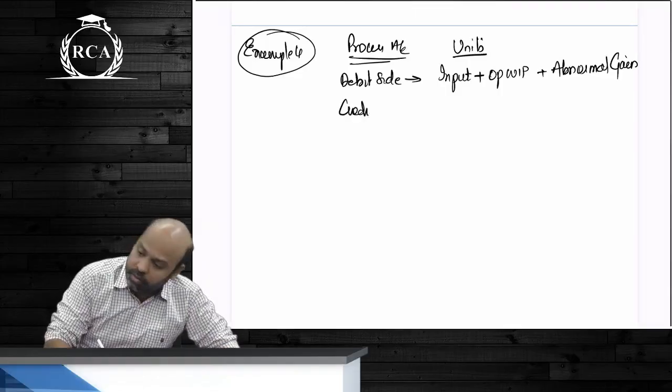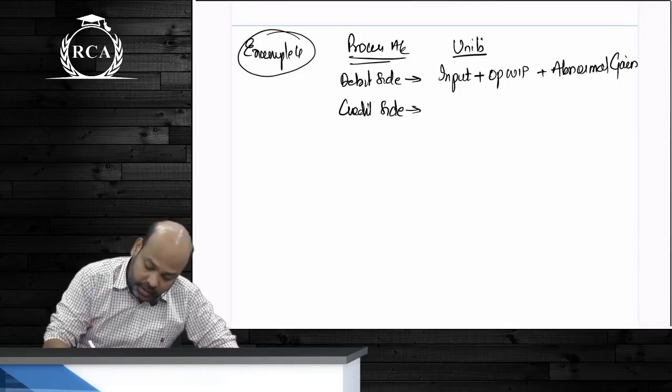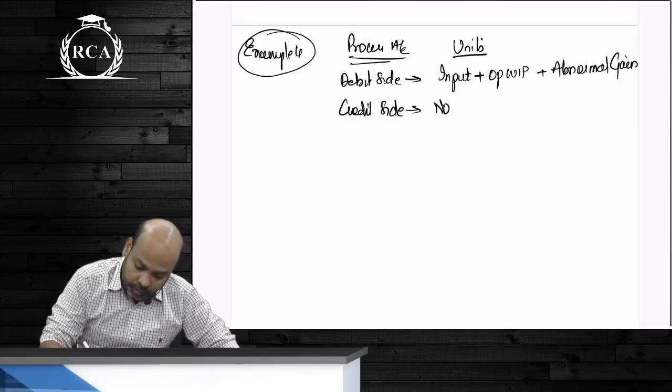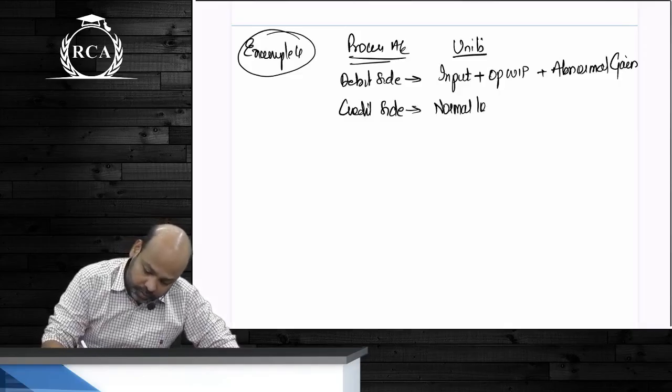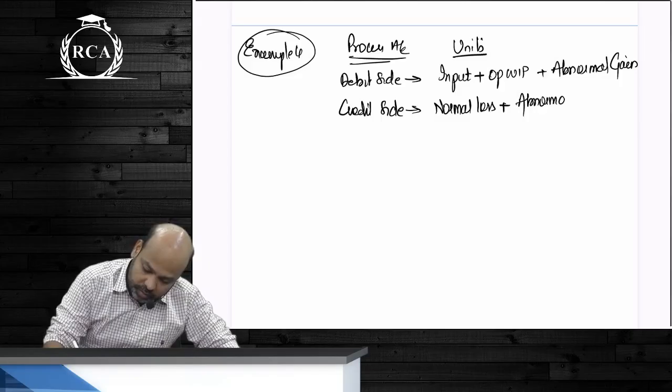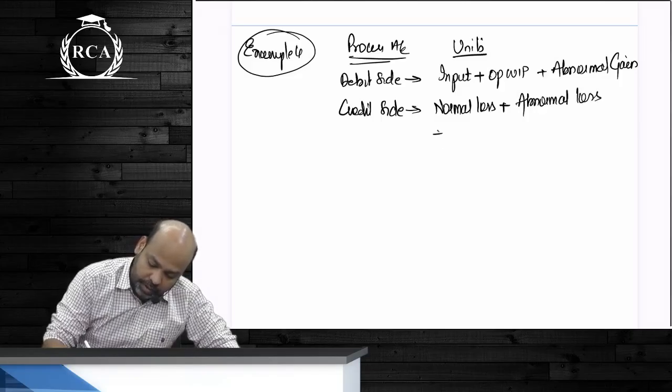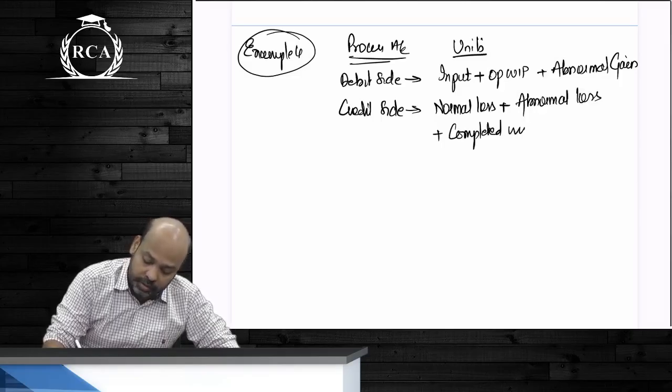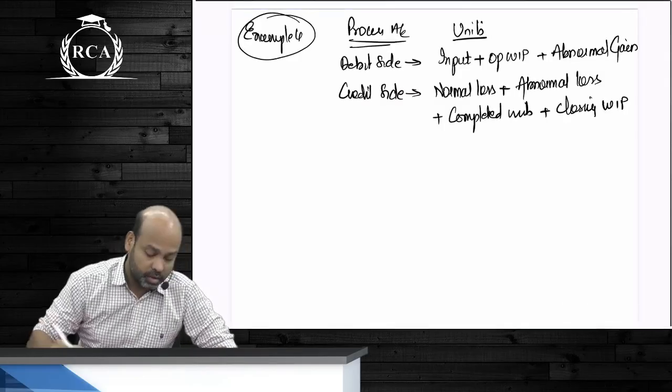Any doubt in this? On the credit side you will have normal loss, you will have abnormal loss, you will have completed units, that is units transferred, and you will have closing work in progress. Yes or no guys?